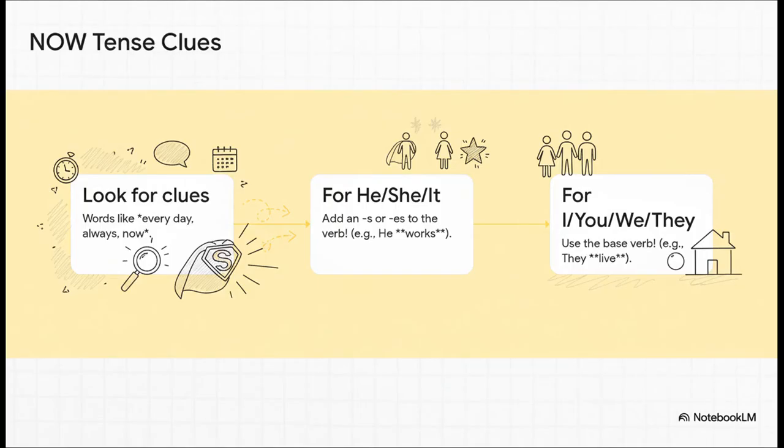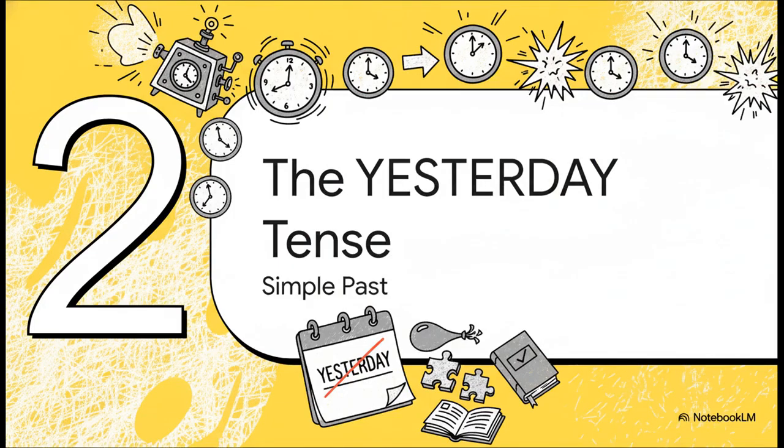Want to know the secret to spotting it? Keep an eye out for clue words like every day, always, or now. And here's the big rule to remember. For he, she, or it, you almost always add an S or ES to the verb, like he works. But for I, you, we, or they, you just use the plain old verb. For example, they live. See? Super simple.